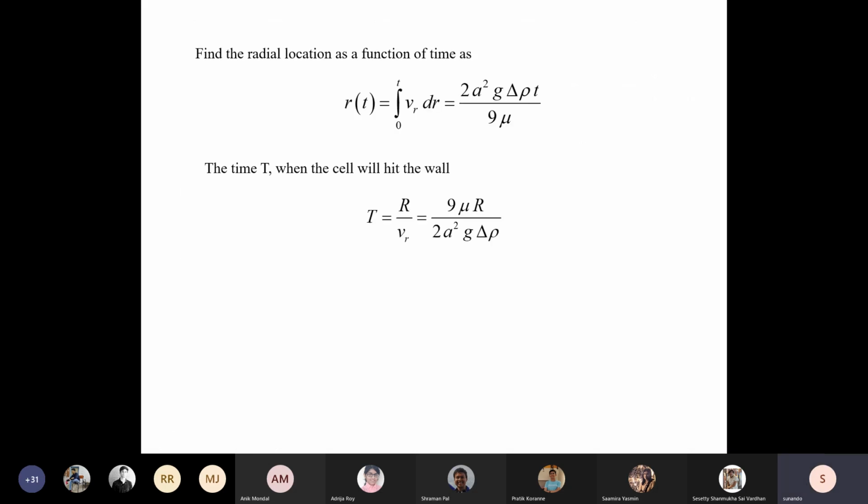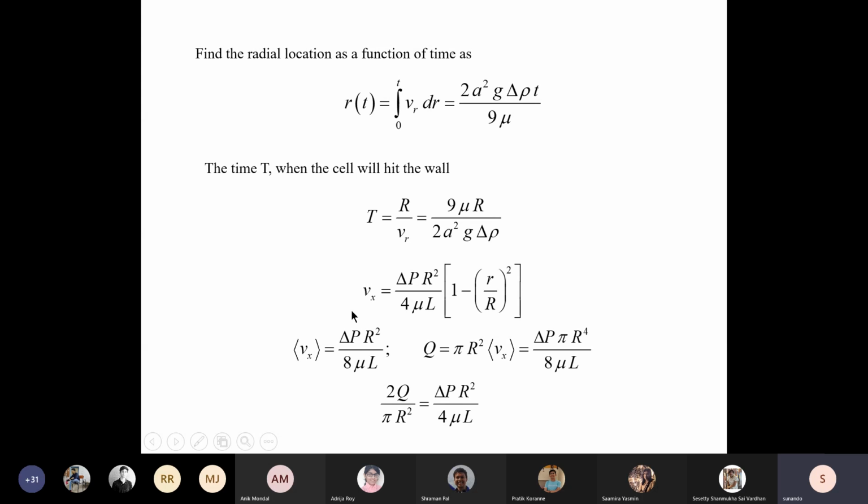The horizontal component of the velocity is what we need to figure out. Now, the x direction velocity, or z, doesn't matter. I wrote x. This is the parabolic expression. From this parabolic expression, you can find out the average velocity. This is the flow rate, and so the relation between the flow rate and delta P, you know about this expression. You have seen this expression before.